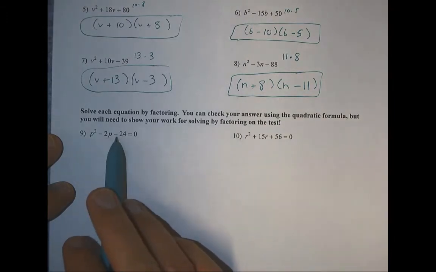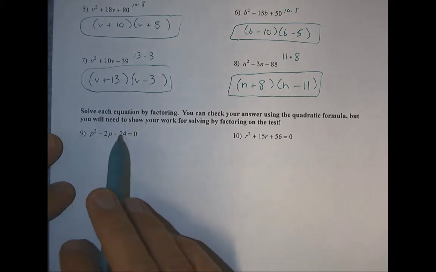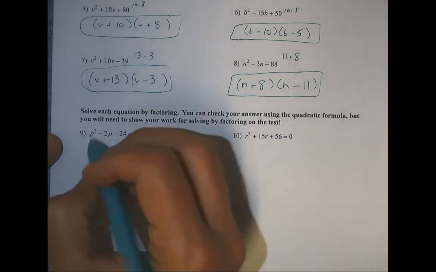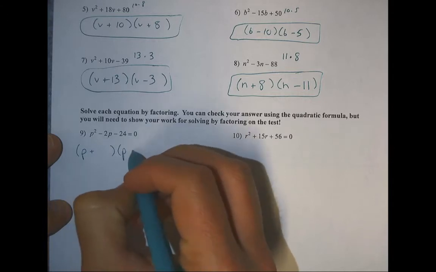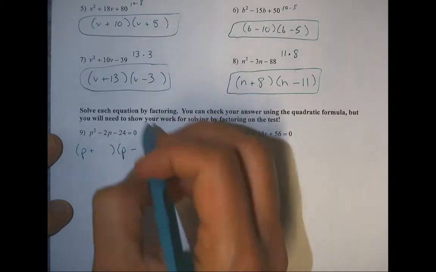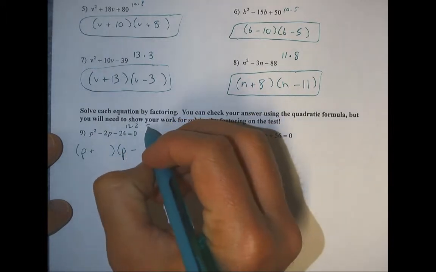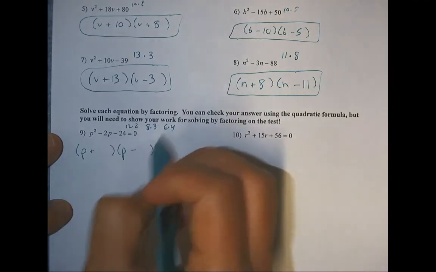Looking at this, I've got a negative and a negative. Again, still not dealing with a coefficient up here. So all I need to do is look at these two. I don't need to think any further than that. Since they're multiplying to a negative, I know it's going to be a positive and a negative. 24 is one of those that's got a lot, right? 12 times 2, 8 times 3, 6 times 4. So the only ones that are 2 apart are 6 and 4.